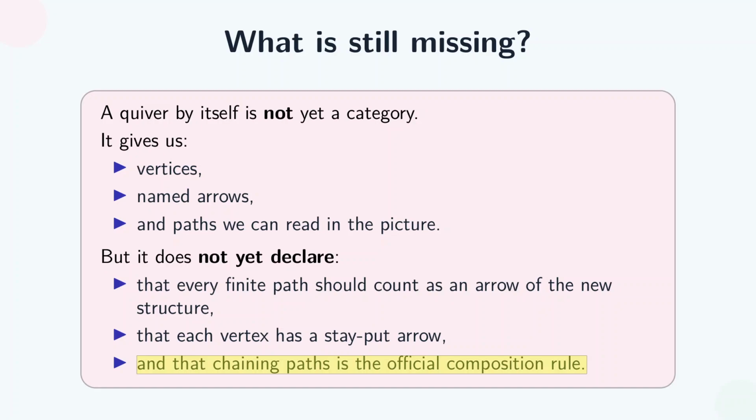So this is exactly what the free category construction does. It takes the informal idea of paths in a quiver and turns it into a precise mathematical world where paths are the arrows, empty paths are identities, and composition is path concatenation. That is the missing step, and that is the step we are now ready to make.